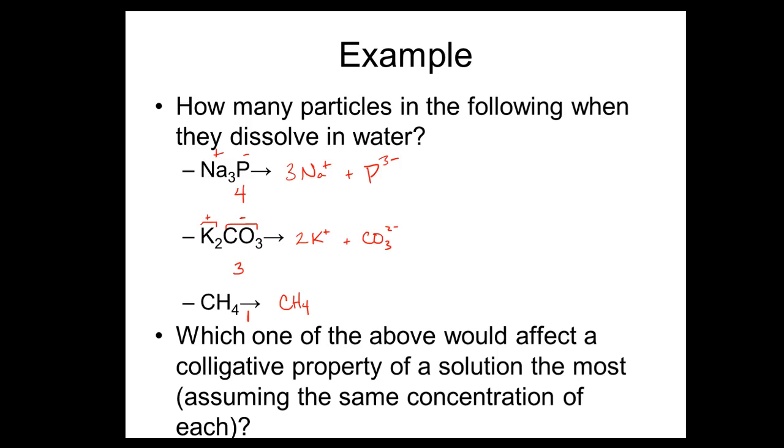Which one of the following would affect a colligative property of a solution the most, assuming the same concentration of each? Pretty much what we're asking is which one has the highest Van Hoff factor. Well, sodium phosphide has a Van Hoff factor of 4, which is bigger than 3 and is also bigger than 1. So sodium phosphide has the biggest effect on the colligative properties of the solution.